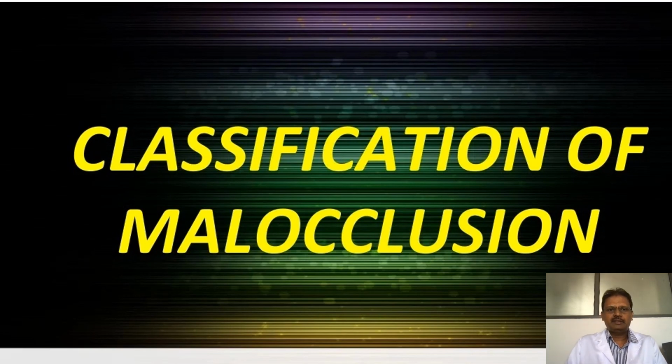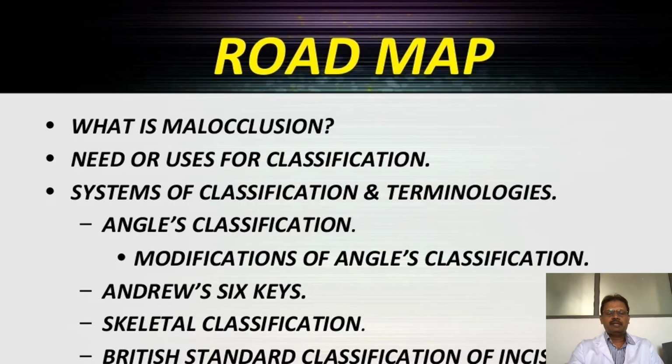Yeah, good morning everyone. Today we will be taking the class on classification of malocclusion. So today we will be discussing the roadmap of classification, that is what is malocclusion and what is occlusion, and we also talk about the need or uses of classification, then the system of classification and terminologies. Then we'll come to the Angle's class 1 and class 2 malocclusions. Then we will discuss the Andrews' six keys to occlusion, and lastly the skeletal classification and British standard classification for incisors.